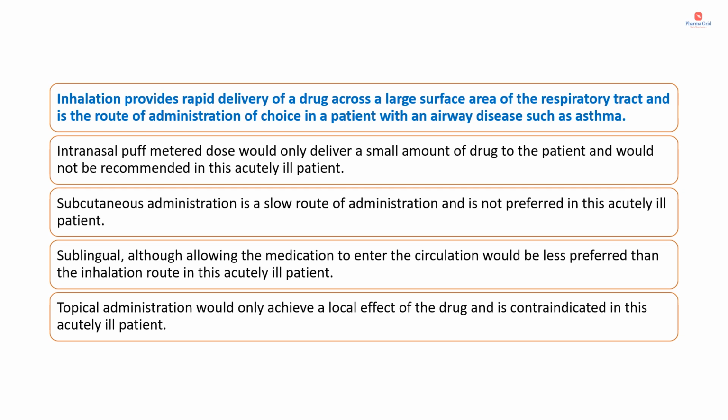Intranasal puff meter dose would only deliver a small amount of drug to the patient and would not be recommended in this acutely ill patient. Subcutaneous administration is a slow route of administration and is not preferred in this acutely ill patient. Next is the sublingual route. Although it allows the medication to enter the circulation, it would be less preferred than the inhalation route in this acutely ill patient. Then topical administration would only achieve a local effect of a drug and is contraindicated in this patient.